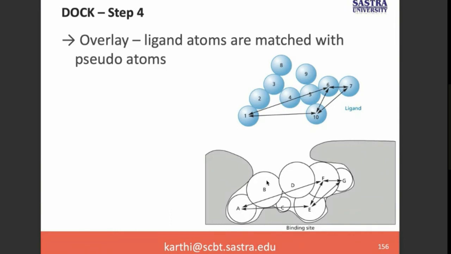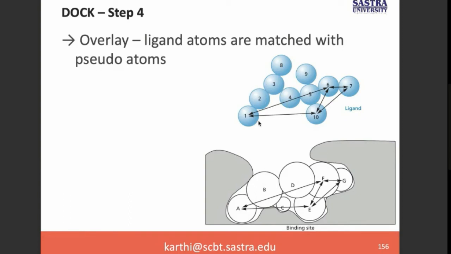The centroids of the spheres are labeled A, B, C, D, E, F, G, and so on, right? Similarly, if you take any ligand molecule, the ligand molecule is made up of atoms. So they will convert each atom into a pseudo atom. So here 1, 2, 3, 4, 5, 6, 7, 8, 9, 10, these numbers actually dictate the pseudo atoms. Okay, so now this is again made up of spheres. The binding site is made up of spheres.